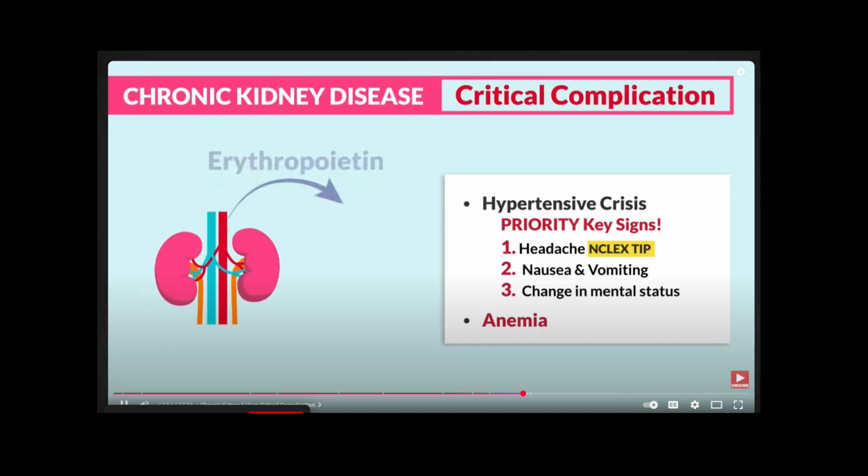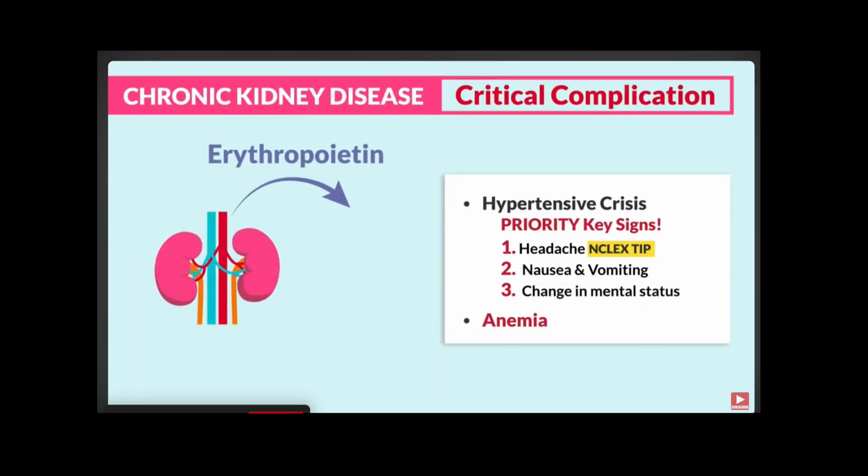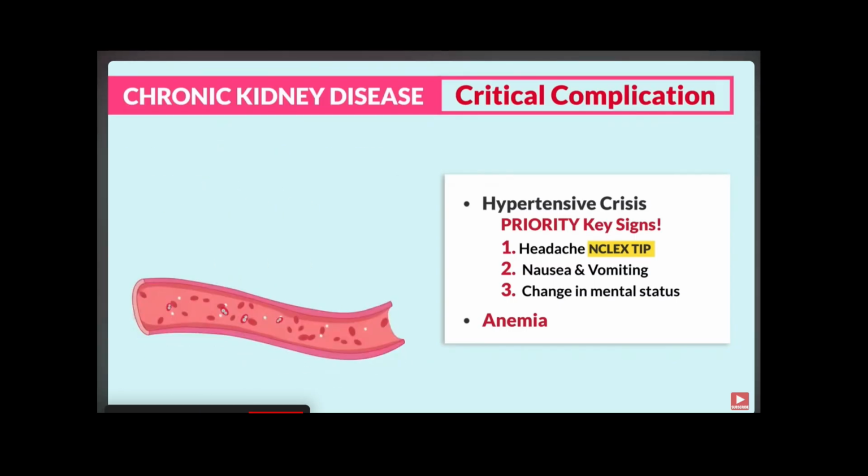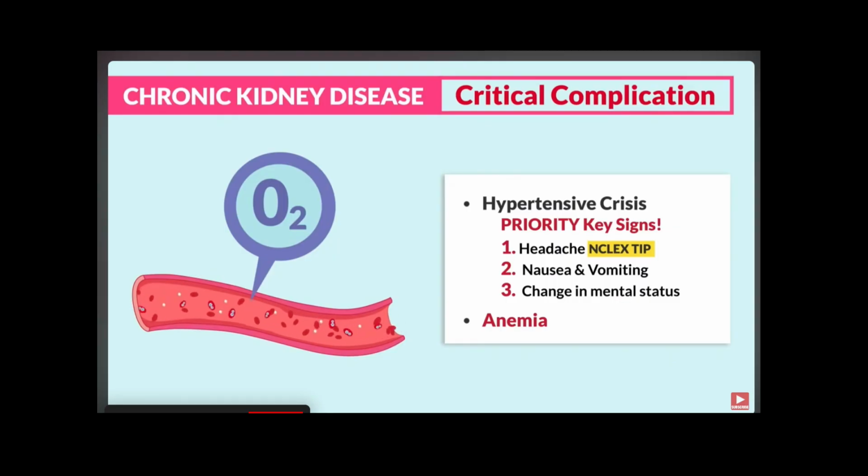Since the kidneys release erythropoietin, which is that hormone that stimulates bone marrow to produce red blood cells, which helps carry oxygen around the body. But typically that's expected to know and not tested.